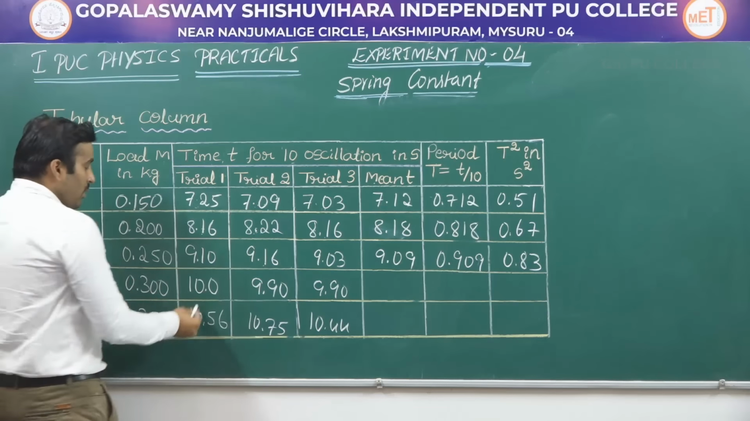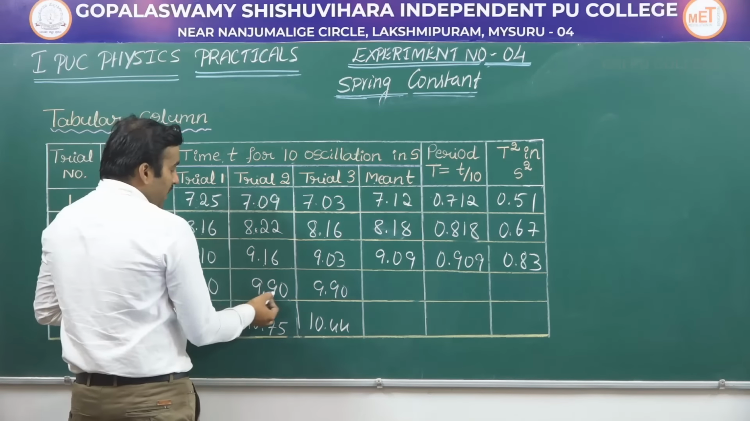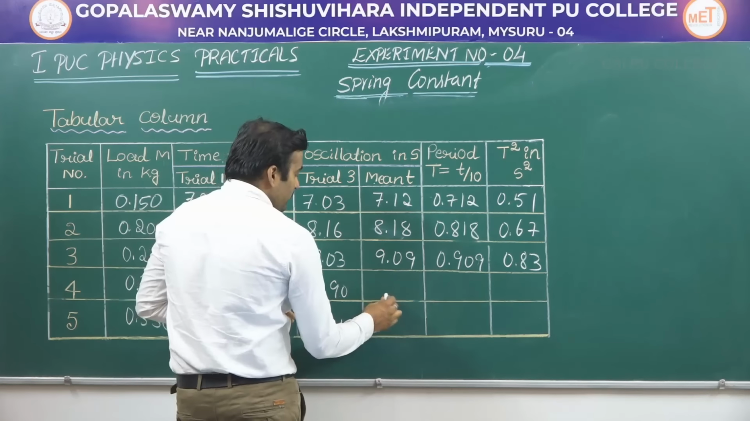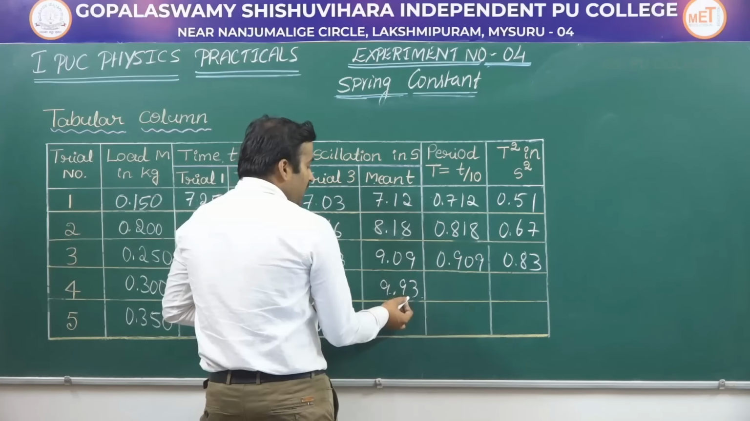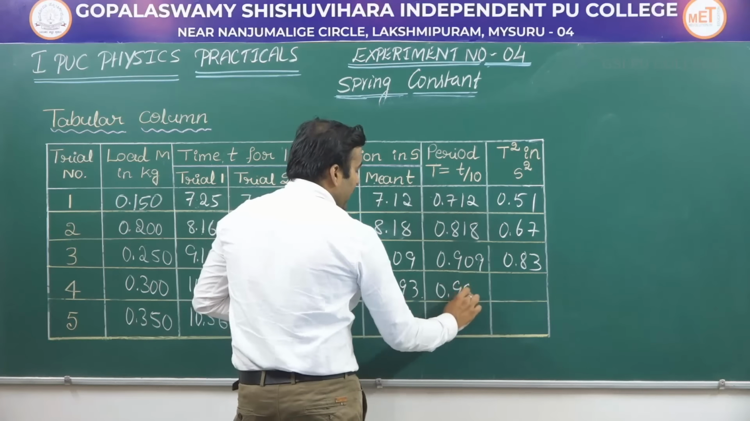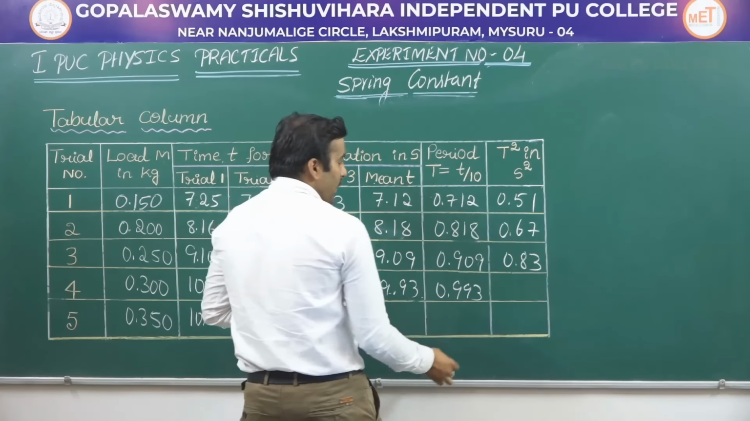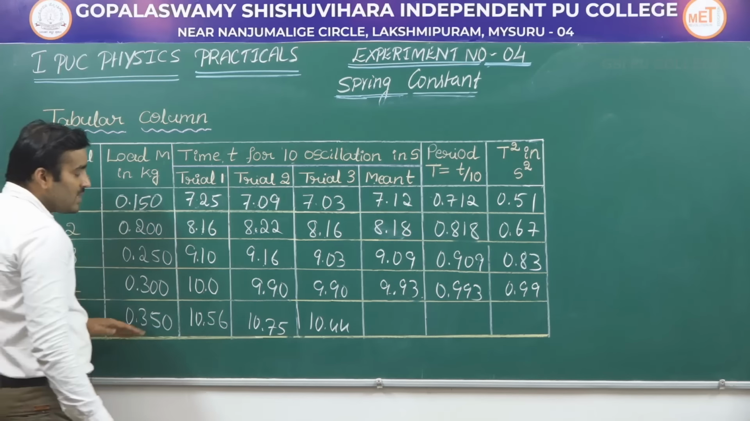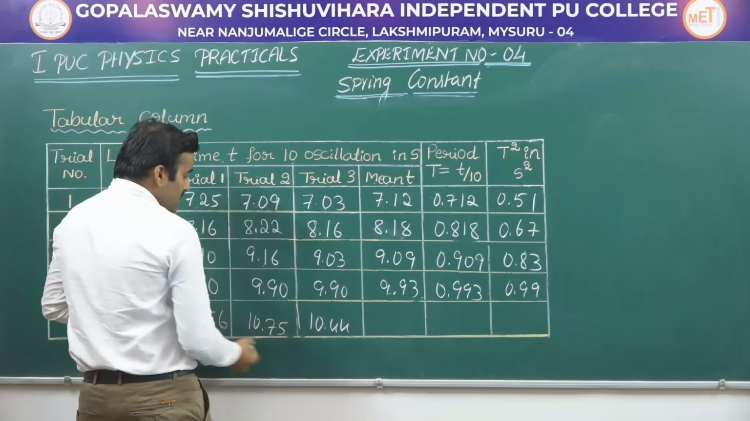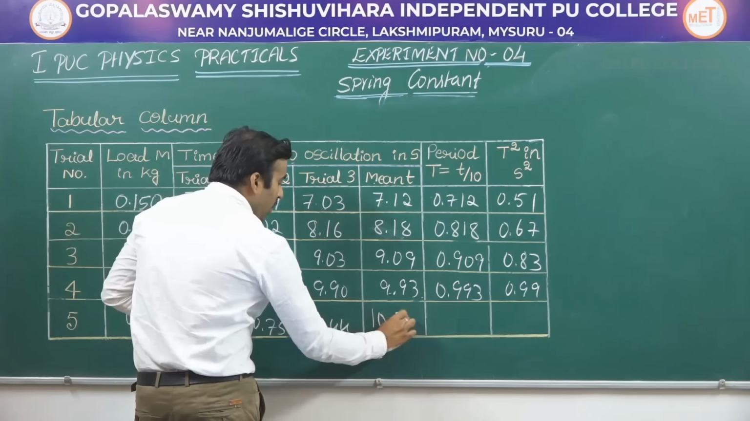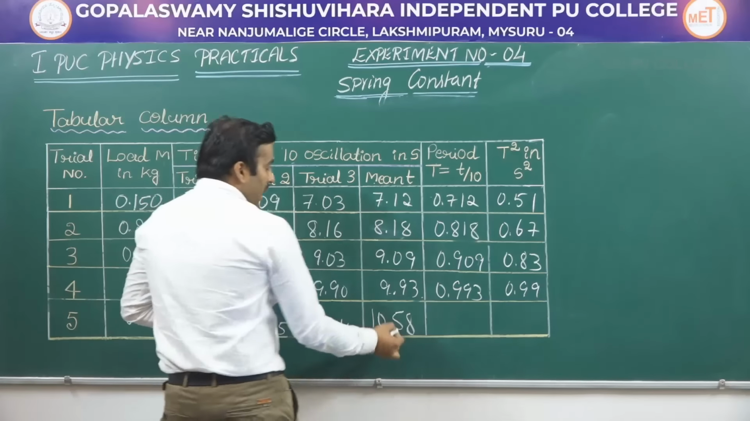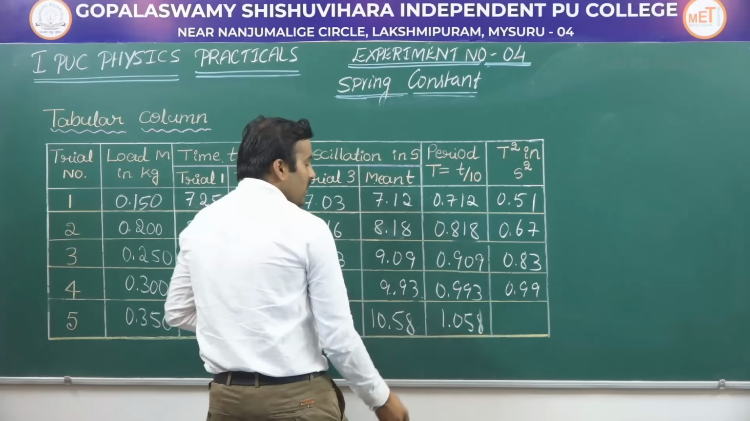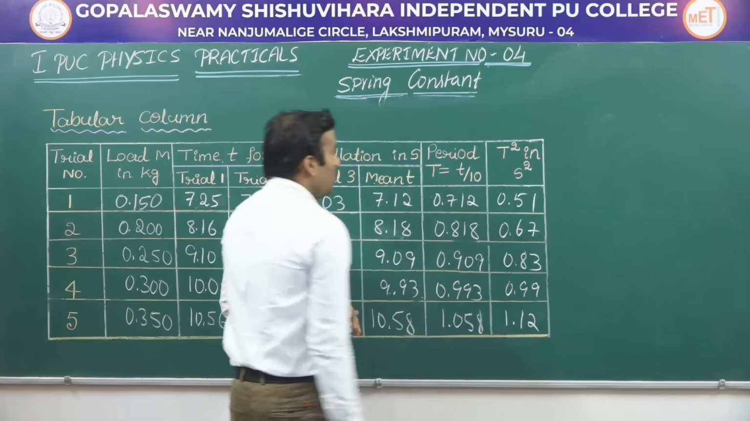Now for this trial, 10 plus 9.90 plus 9.90 whole divided by 3. What you will get is 9.93, and if I divide it by 10, you will get 0.993 and square of this will be 0.99. For the load of 0.350 kg, we got the values of T as this, and mean value of this will be 10.58. And divide it by 10, you will get 1.058 and square of this you will get 1.12.